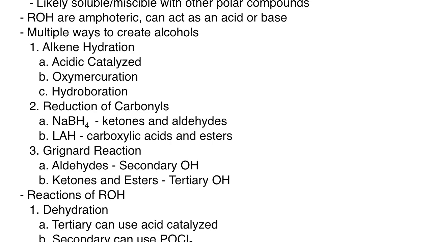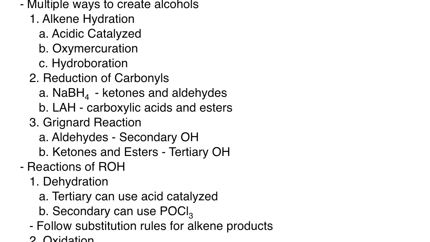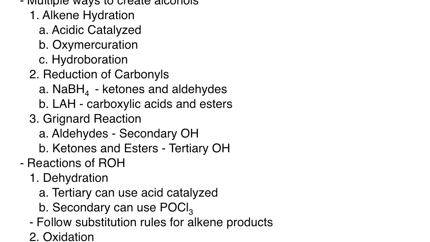The second reaction that we looked at that could create alcohols was the reduction of carbonyls. And we used two different reagents. The first was sodium borohydride. That was utilized with ketones and aldehydes. And remember that ketones would reduce down to secondary alcohols, aldehydes would reduce down to primary alcohols using that method.